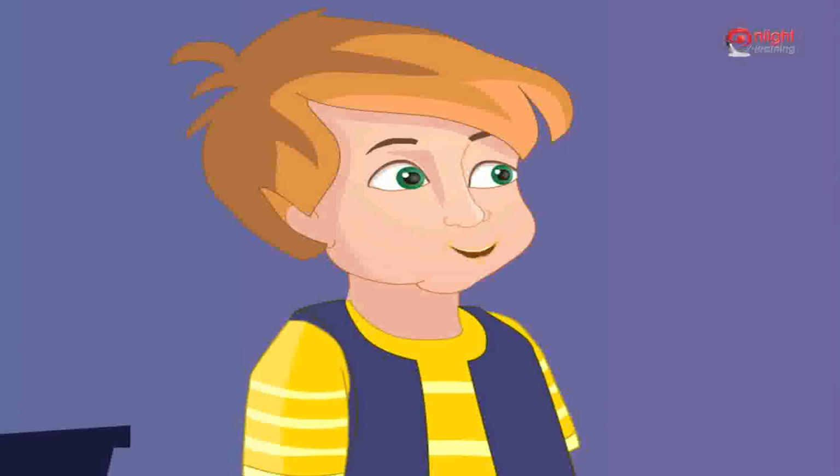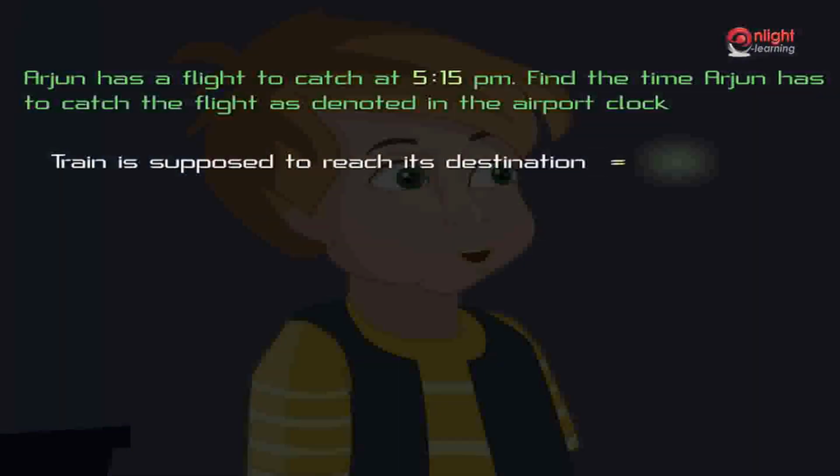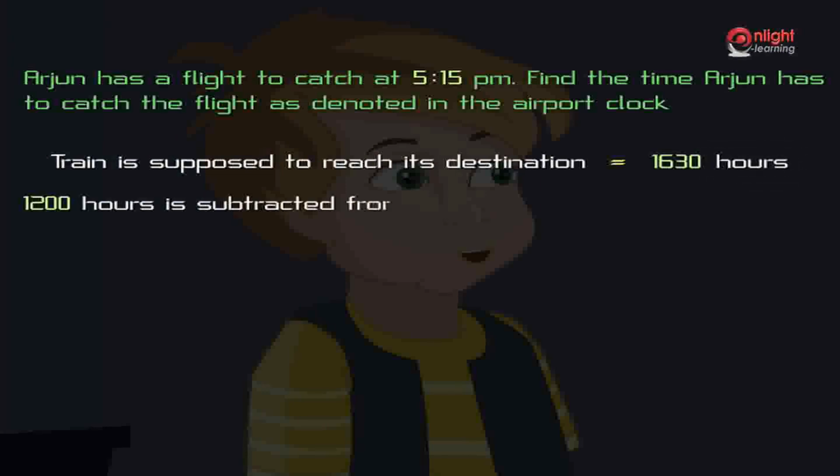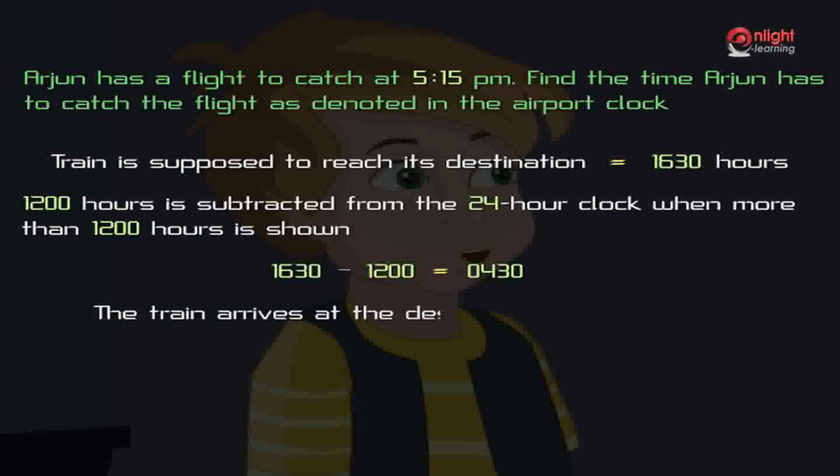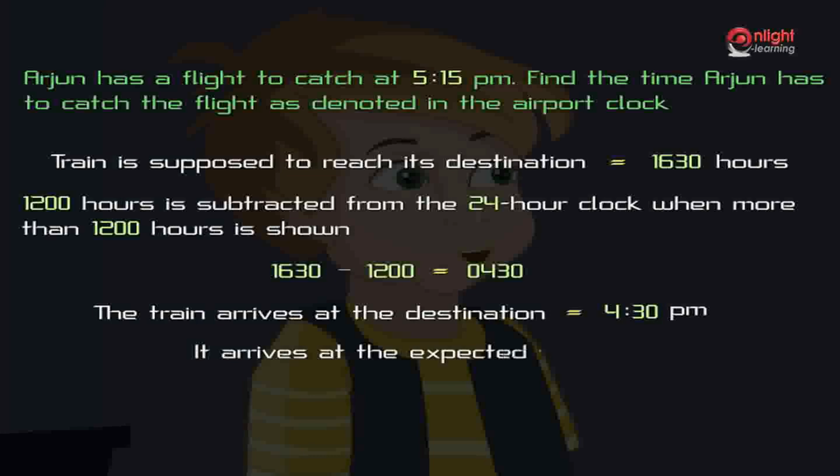The train is supposed to reach its destination at 16:30 hours. 1200 hours is subtracted from the 24-hour clock when more than 1200 hours is shown. Therefore, 1630 minus 1200 is equal to 430. The train arrives at the destination at 4:30 p.m. Hence, it arrives at the expected time.